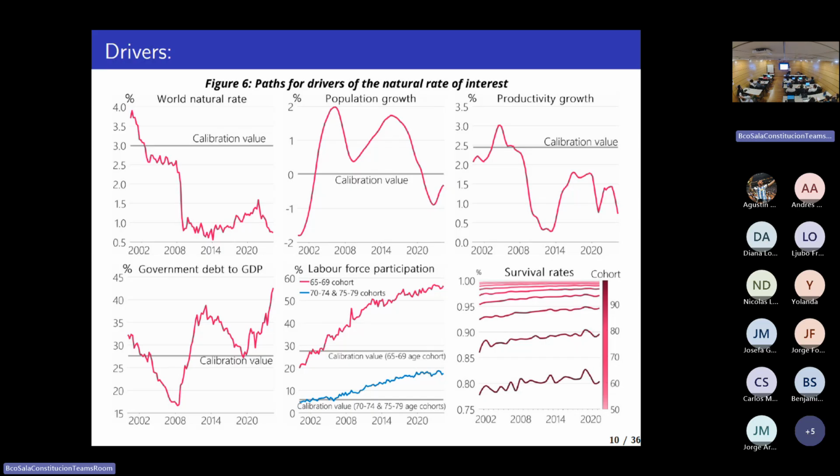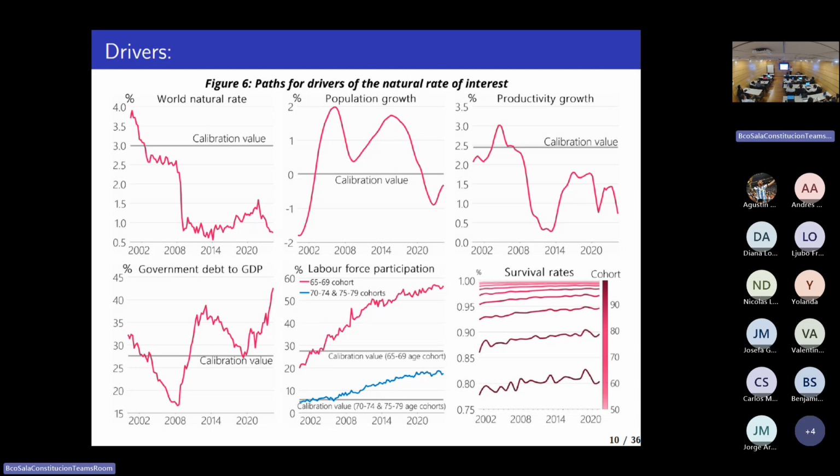The labour force participation, as you can see, the 65 to 69-year-olds work a lot more in New Zealand than they used to, and a lot more than in most other OECD countries. Similarly, the 70 to 80-year-olds are also working a lot longer than they used to.